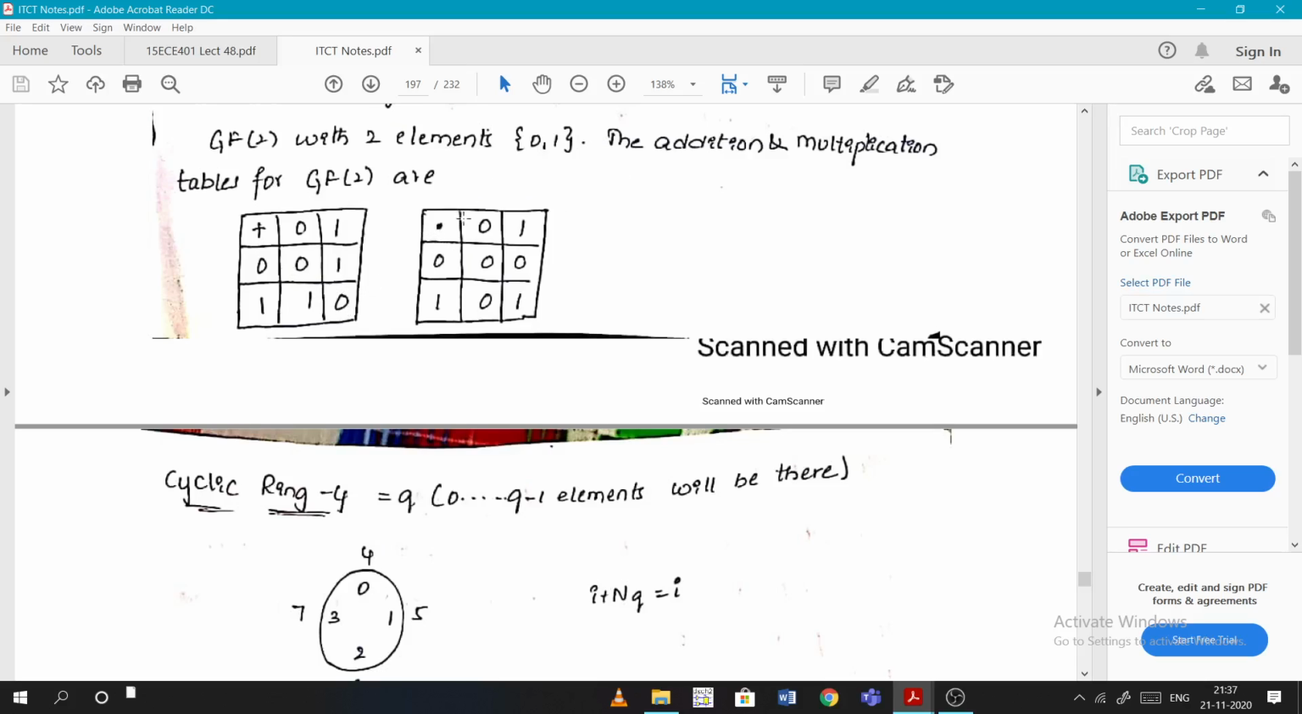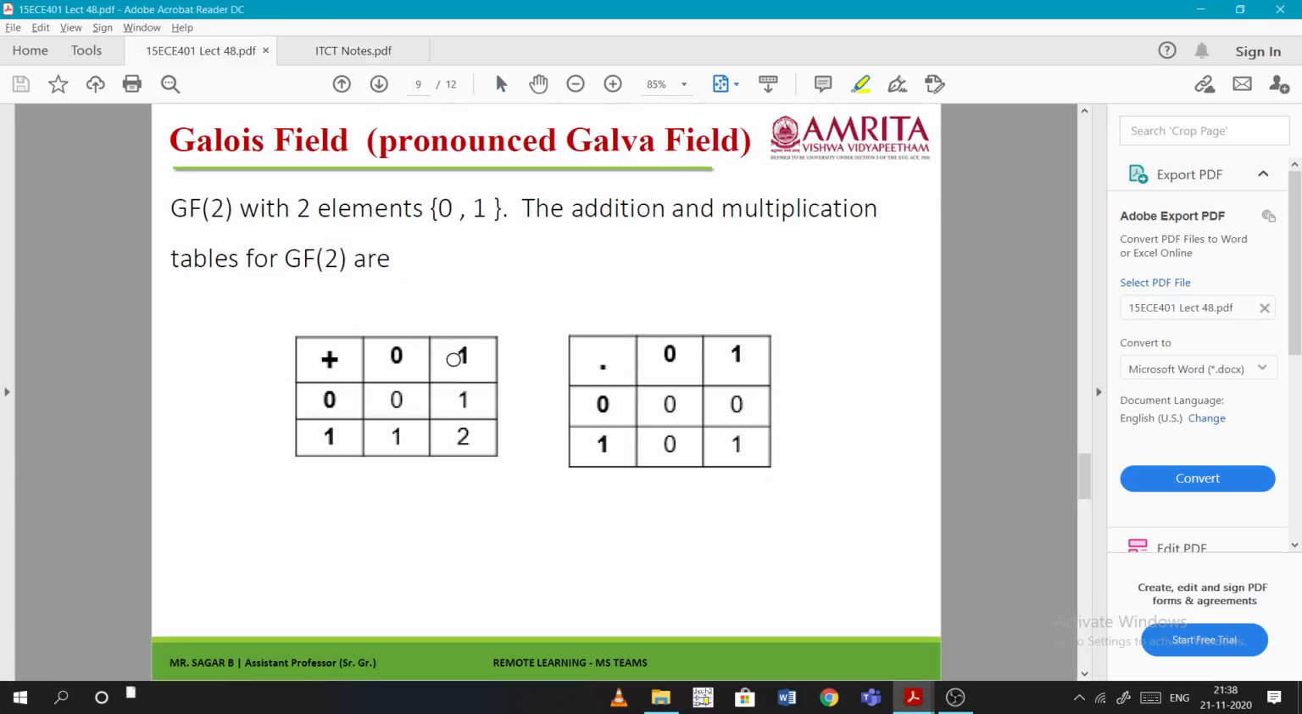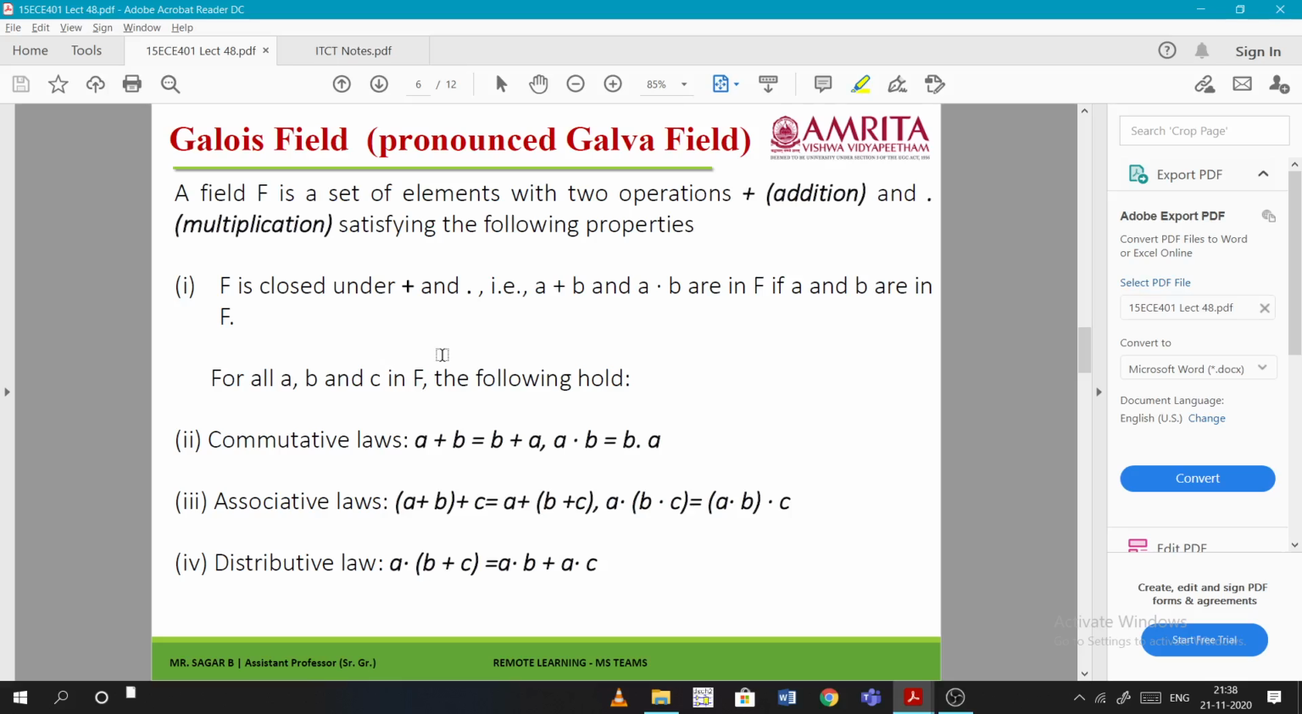In the same way for multiplication, 0 into 0 is 0, 0 into 1 is 0, 1 into 0 is 0, and 1 into 1 is 1. If you see the results, they are also in the set of 0 and 1. There is no other number present. So that is the Galois field of 2, and that is what the first statement states.